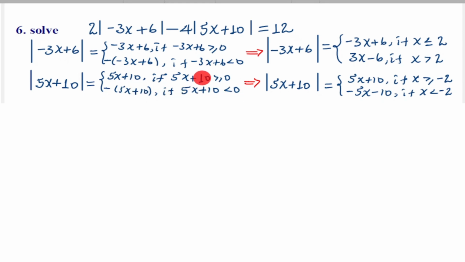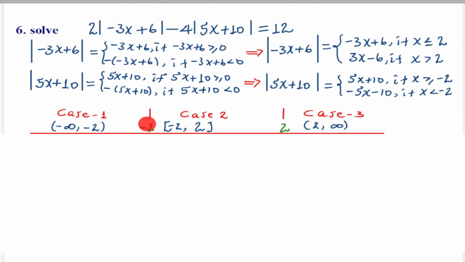And when we solve for x, we get x greater than or equal to minus 2, and x less than minus 2. The inequality is not changed because there is no division by a negative. And the smallest number is negative 2, so we write the smallest number first, then we write the next number here. So we have three cases: case 1, case 2, case 3.